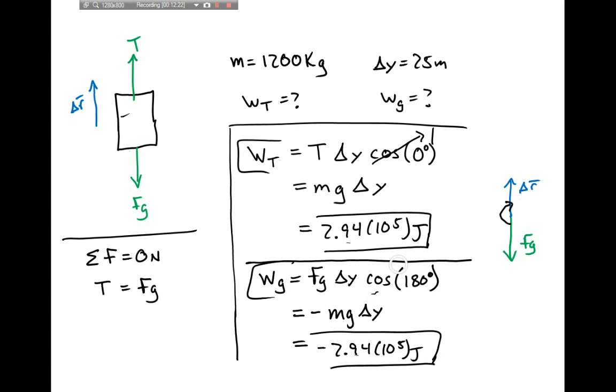Now this happened because cosine of 180 degrees is minus 1, but we can conceptually understand this because the force due to gravity is opposing the motion of the elevator. So by itself, it would tend to slow the upward motion of the elevator.